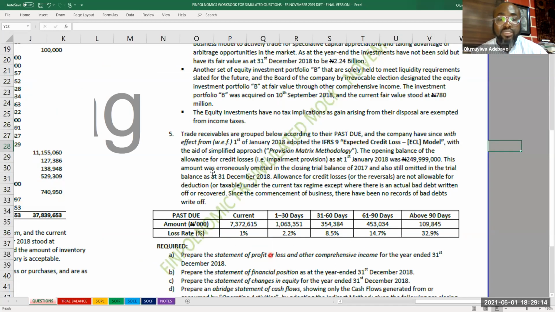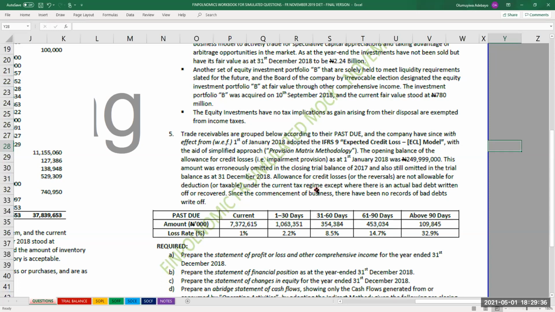Now, let's look at the final aspect. Okay, continue from where you stopped. Allowances for credit losses. Over to you. Okay, allowance for credit losses or the reversals are not allowable for deduction or taxable under the current tax regime, except where there is an actual bad debt written off or recovered. Since the commencement of business, there have been no records of bad debts written off.